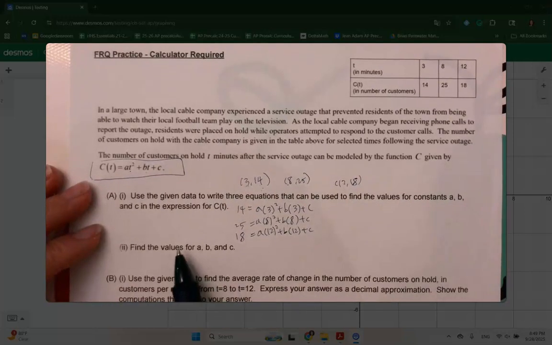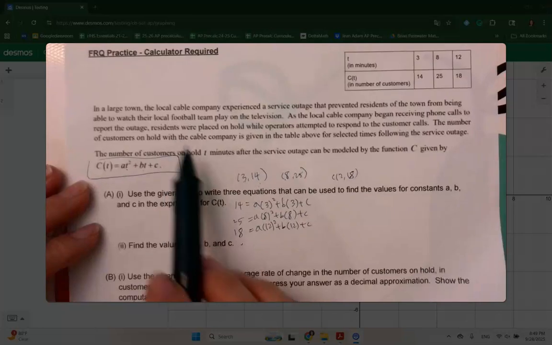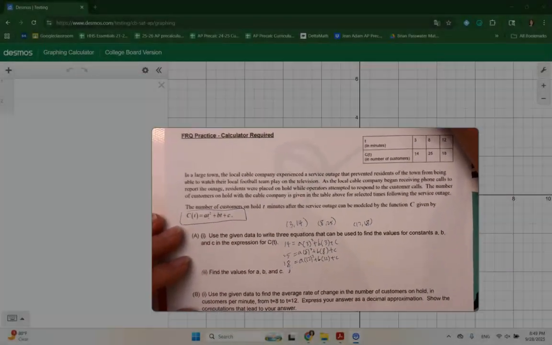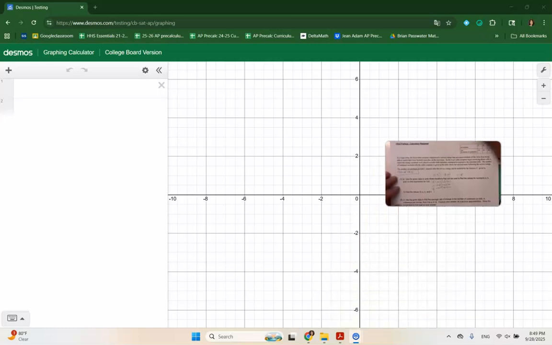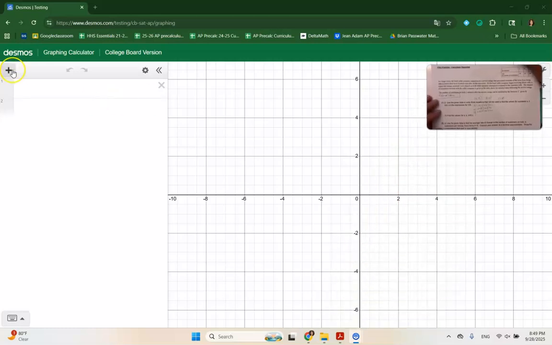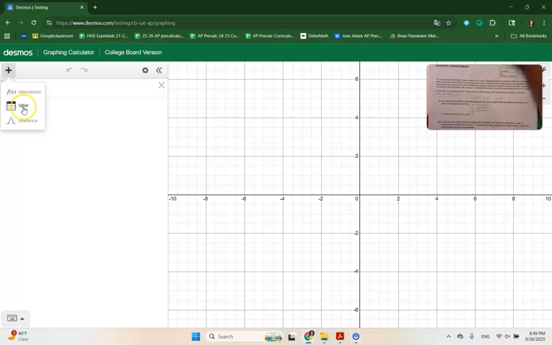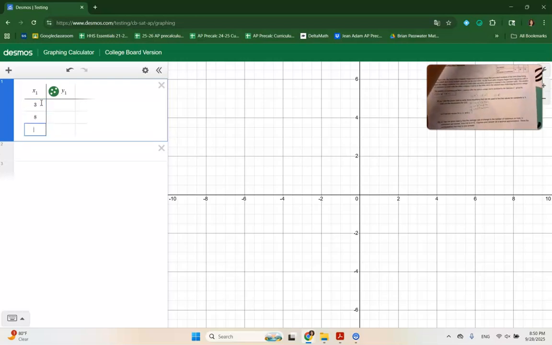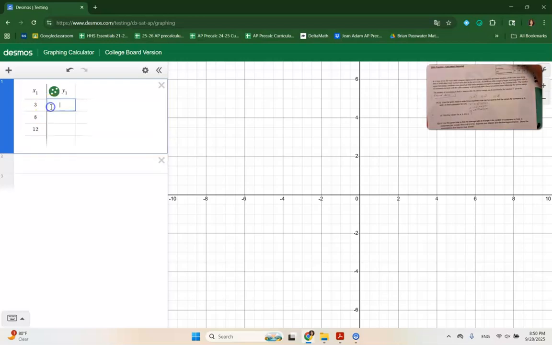Letter B, find the values of A and B and C. Remember, folks, this is the calculator required part. I'm going to pull Desmos out, which I hope works. There we go. I'm going to make it a little bigger. And I'm going to run the regression through Desmos. So add item table. You have 3 values, 3, 8, 12. Those are your inputs. Outputs are 14, 25, and 18.